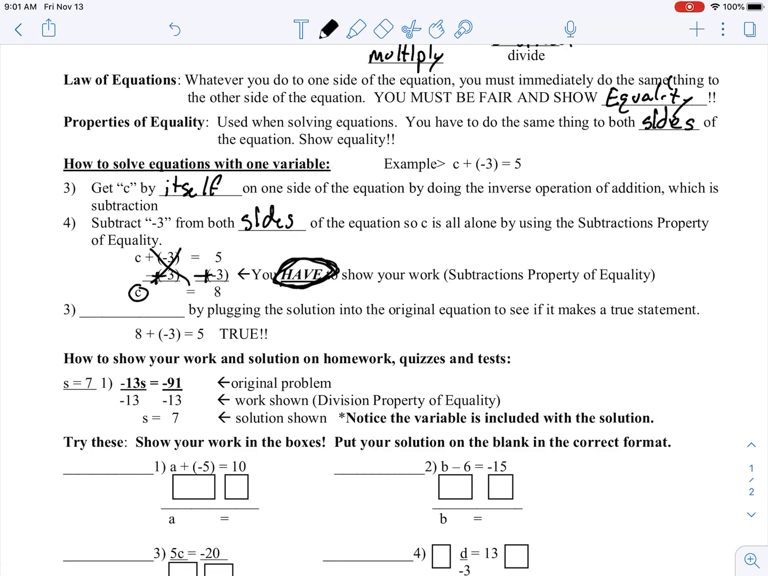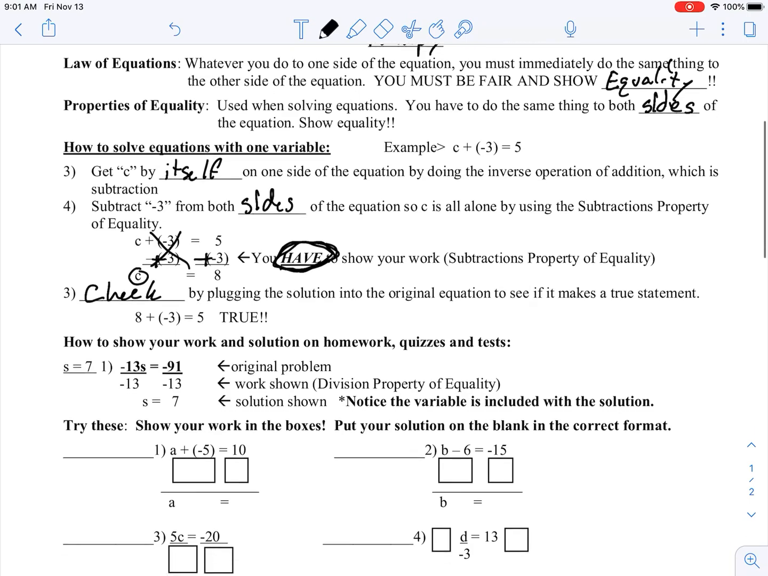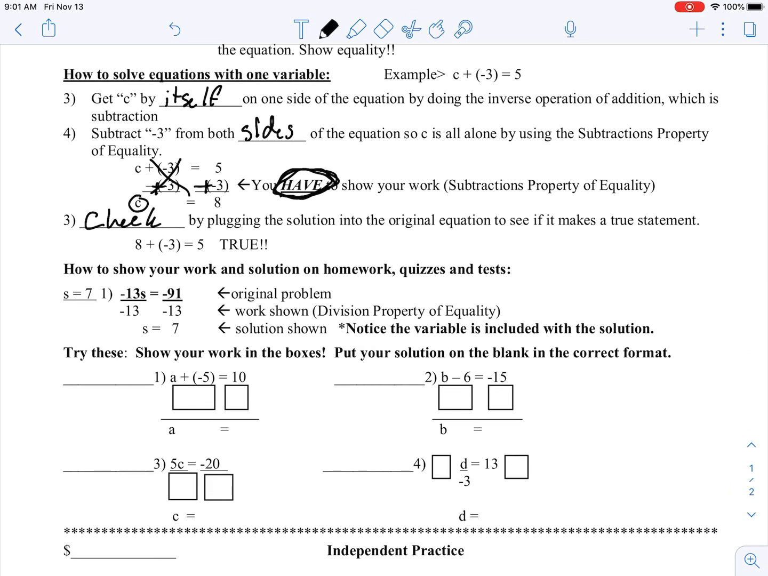So next we can check if our answer is correct by plugging in the solution to the original equation to see if it makes it true. When we take a look at this, we said that c was equal to 8. So we're plugging in 8 right there to see if it's true. So 8 plus -3, or 8 minus 3, gives us 5, and that checks out, so it works. It is true.